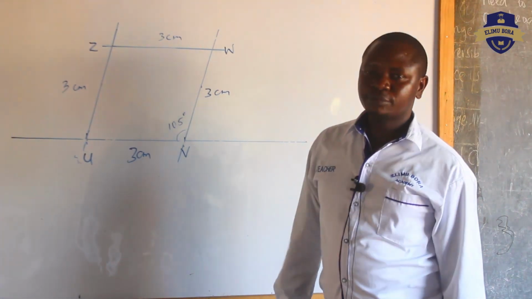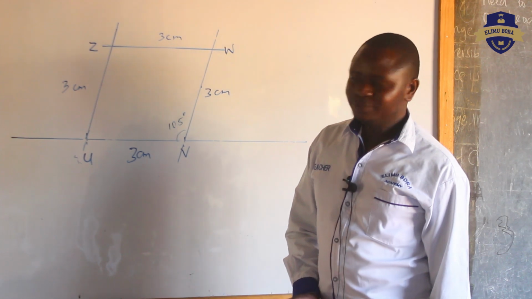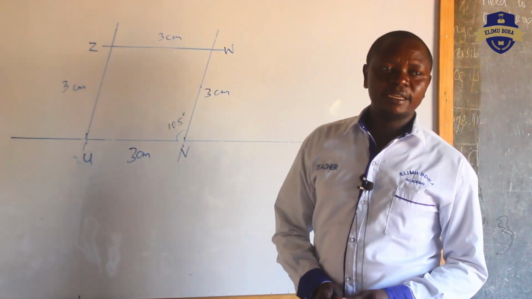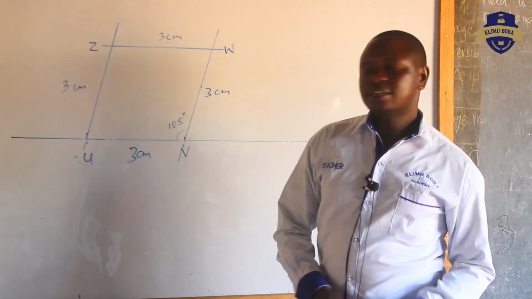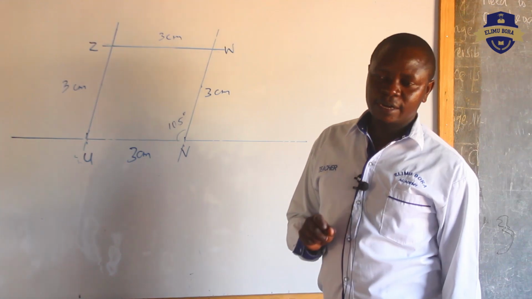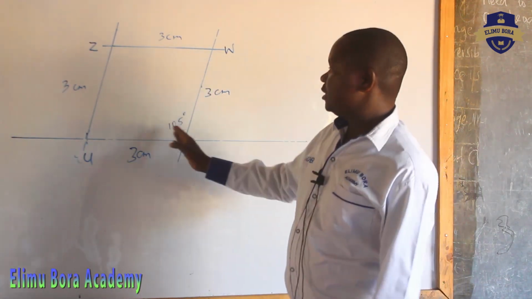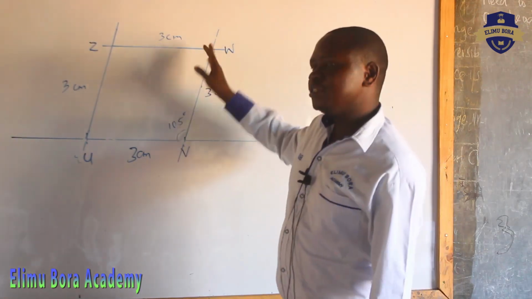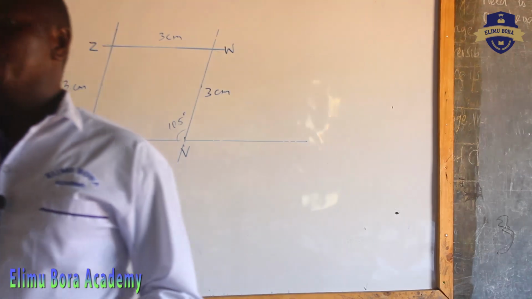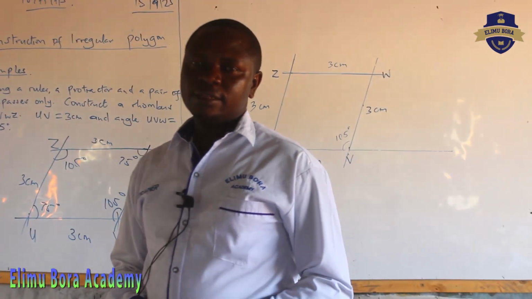Another property, diagonals, are they the same? Diagonals, when you join, will not be the same. Tunaelewana? That's why it's known as an irregular polygon. Tunaelewana? As much as all sides are equal, we have a difference in angles. The diagonals are not equal. That's why it's known as an irregular polygon. Tunaelewana? Are we together? Sawa sawa.